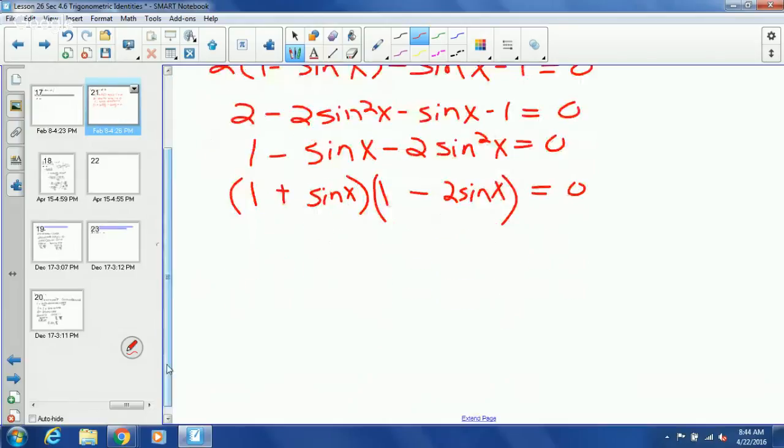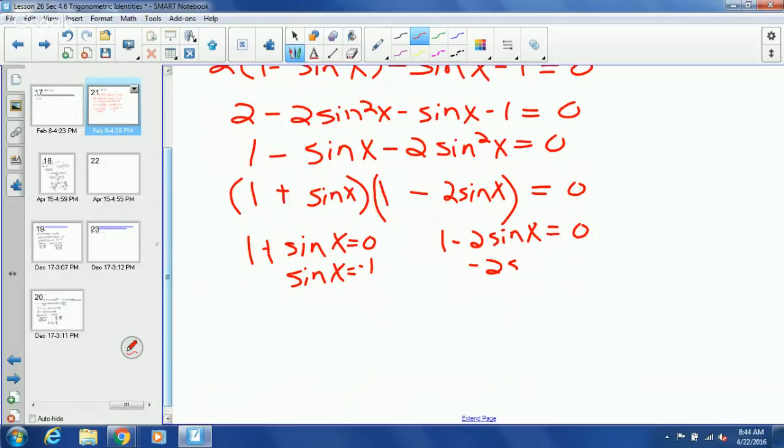So this is going to be 1 plus sine of x equals 0, which gives me sine of x equals negative 1, okay? This is minus 2 sine of x equals negative 1. So that gives me sine of x is equal to 1/2.